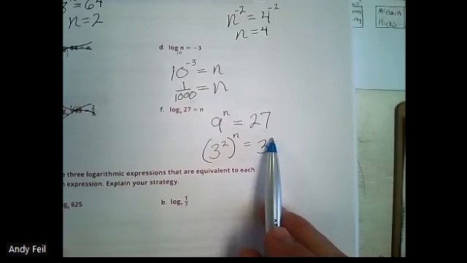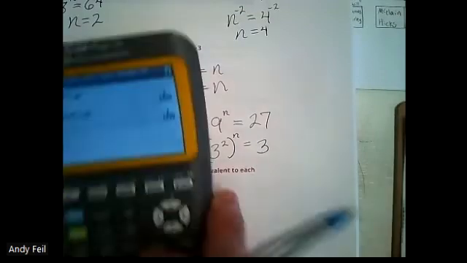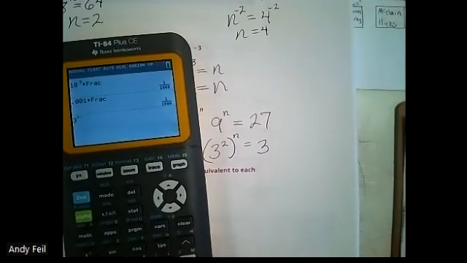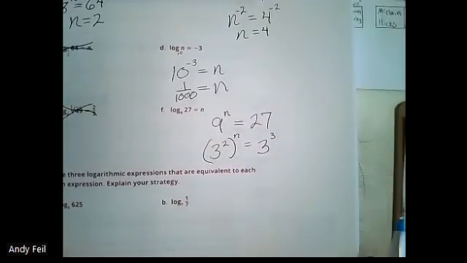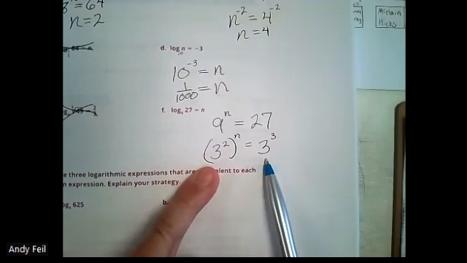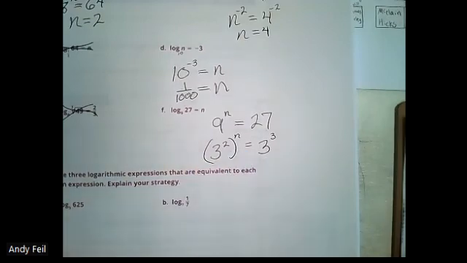3 squared is 9. So 3 to the third is, let's try it. What is 3 to the third? 3 to the third is 27. So this is 3 to the third. If the bases are the same, then what has to be true about the exponents? They're the same. What do you do?